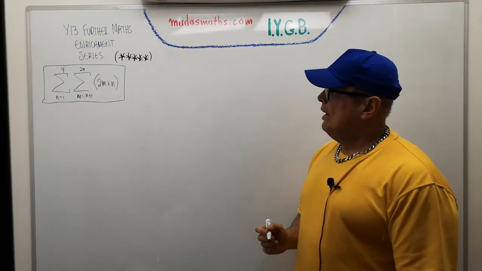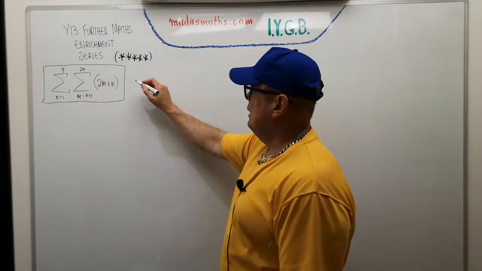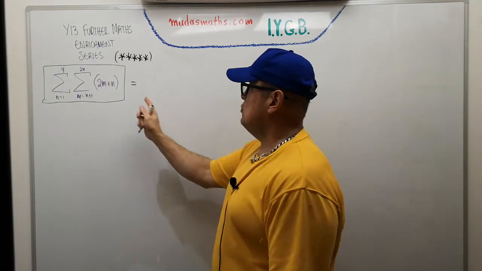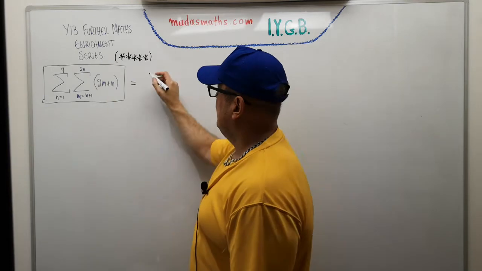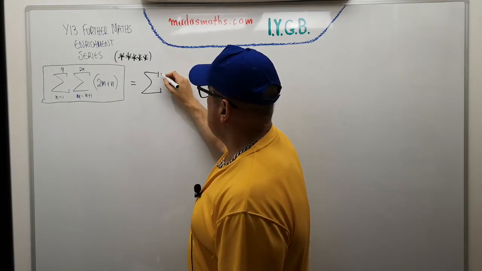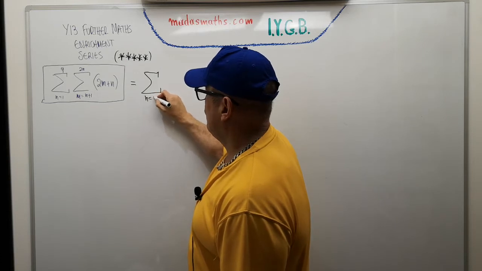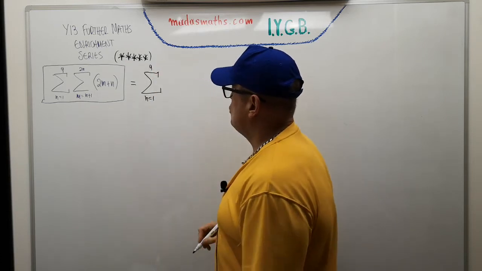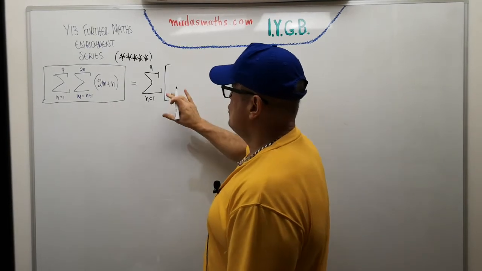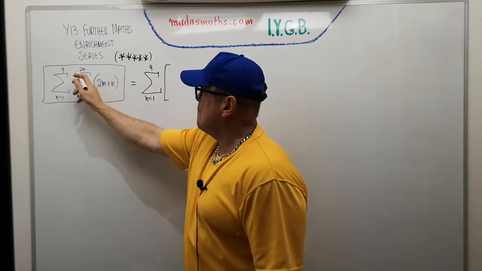Okay, so let's see how we're going to do this particular one, step by step. With questions like this, it's good to start from the inner bit, so the inner sigma, the inner summation. So I'm merely writing the outer sigma first of all: n is equal to 1 to 9. And now we're going to concentrate on this particular part.